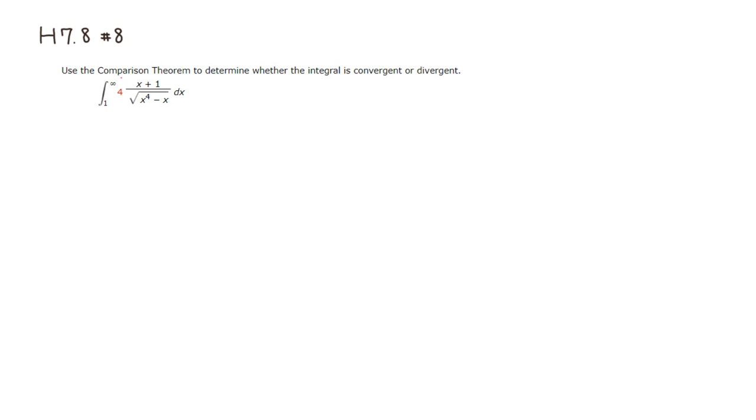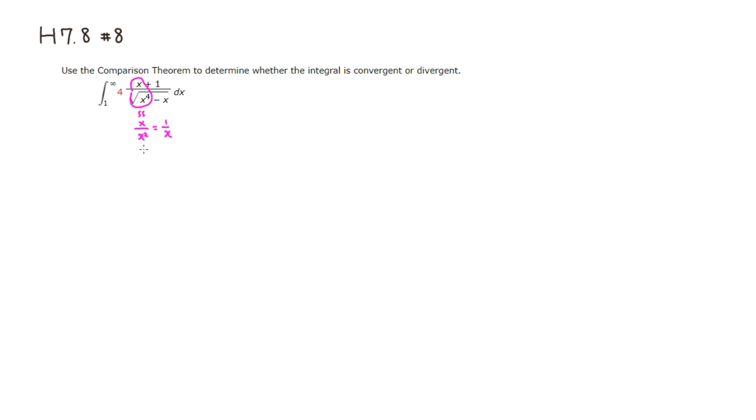I'm going to look at the leading term on top and also the leading term on the bottom. You can see that this is roughly x over the square root of x to the fourth, which is x squared, which is really the same thing as 1 over x by canceling out the x. Then the integral from 1 to infinity of 1 over x gives you the natural log of the absolute value of x, which is going to diverge. So we are heading toward concluding that it's going to be divergent.